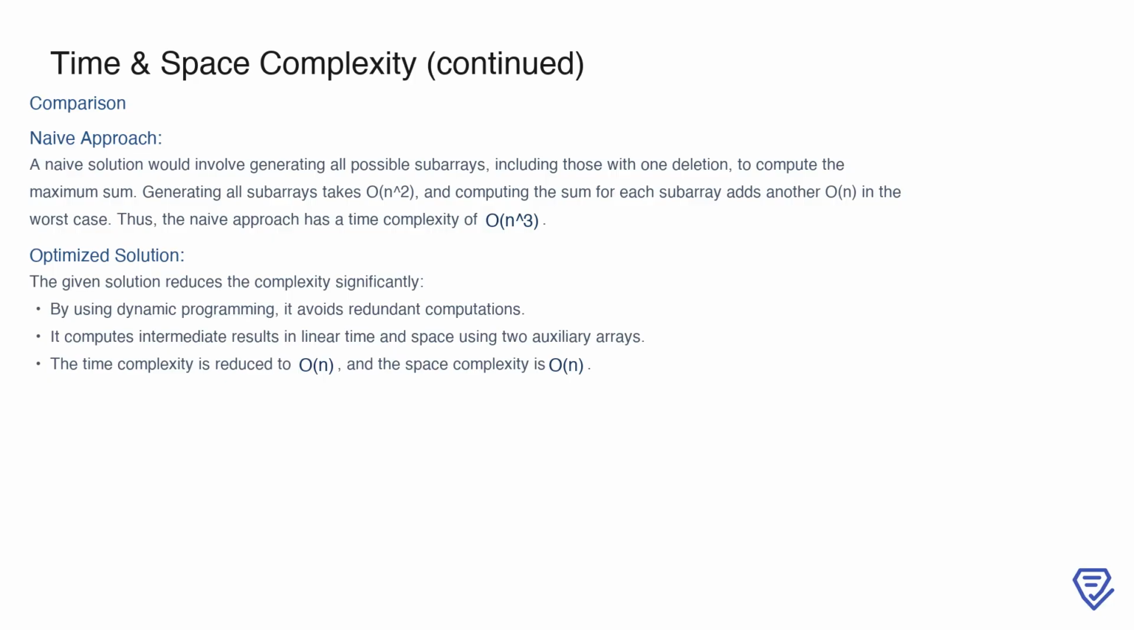In contrast, the optimized solution leverages dynamic programming to avoid redundant computations. By storing intermediate results in two auxiliary arrays and updating values in linear time, the optimized algorithm reduces the time complexity to O(n). The space complexity also stays at O(n), thanks to the use of only two arrays and a few extra variables. This significant improvement makes the optimized solution far more practical for large inputs.